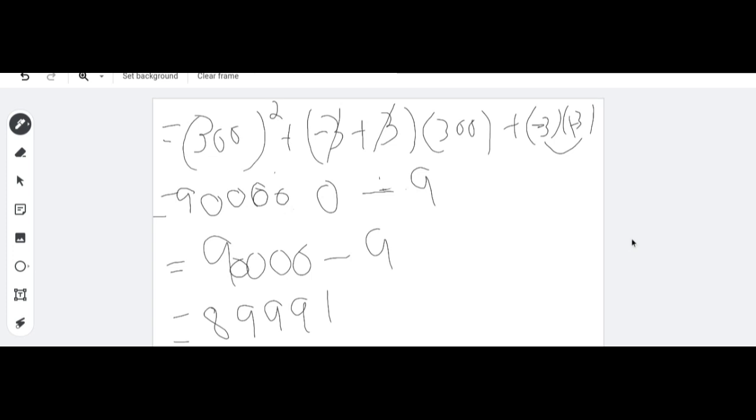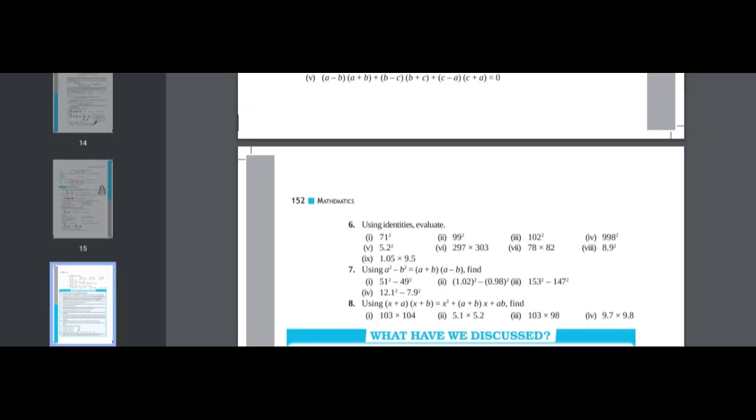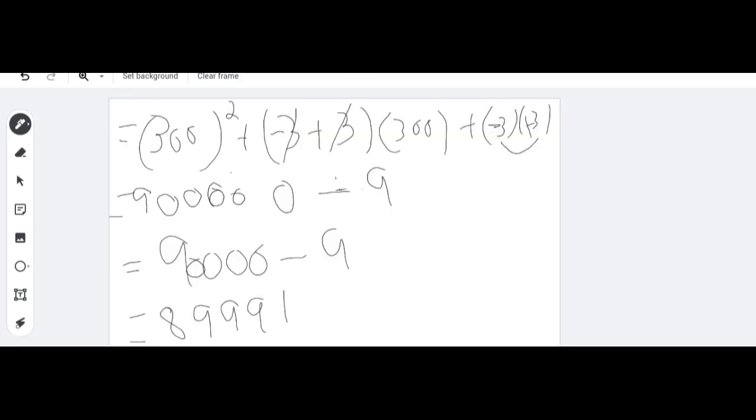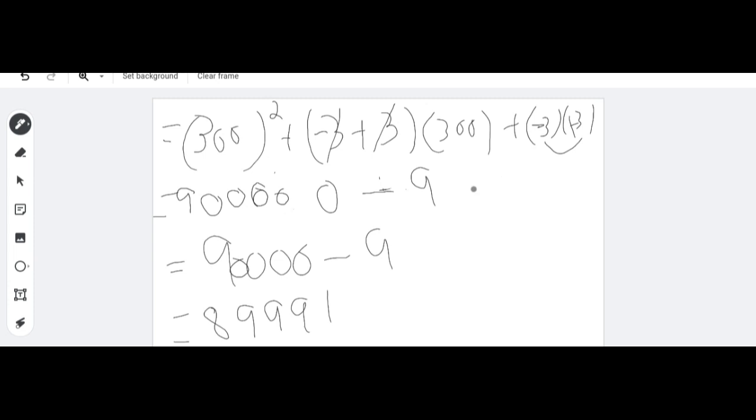Done? 1 minute. 9,000. 1, 2, 3, 4. 2 plus 2 is 4. And why is there one more 0 over there? Because by multiplying 300 twice, it's 9,000. 1, 2, 3. No, it's 90,000. Yes, 90,000. These 4 zeros and 3 3s are 9. Done? Last one.